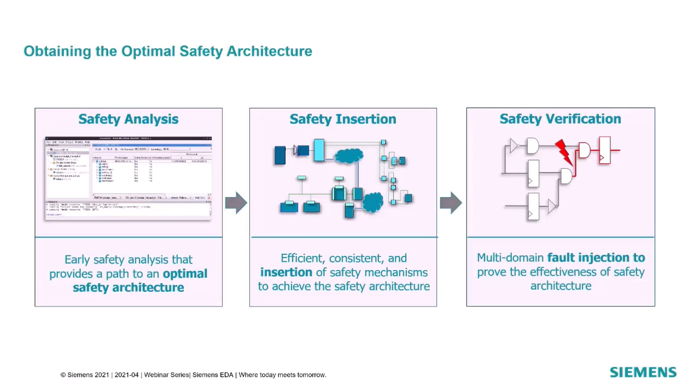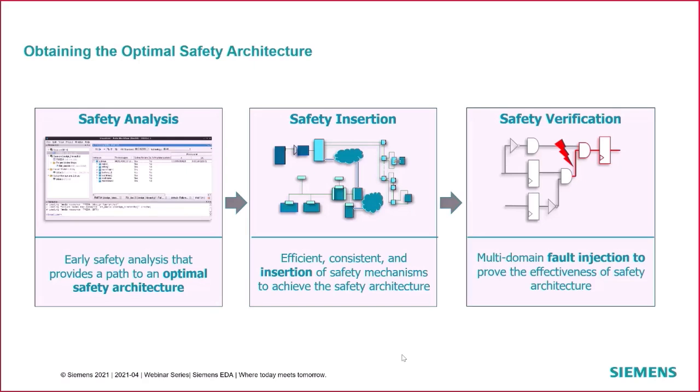And then next, you perform fault injection to establish the effectiveness of your safety architecture and ultimately prove that you've met those ASIL targets. So these tasks contribute to delivering work products that are actually required to pass a safety audit.